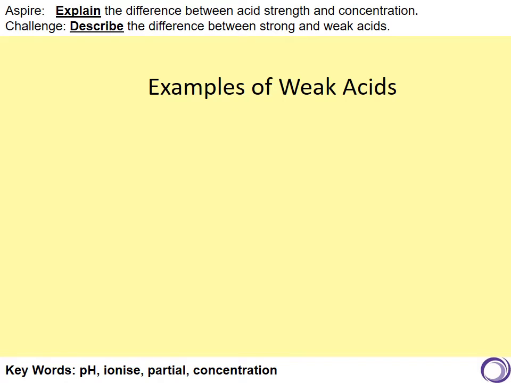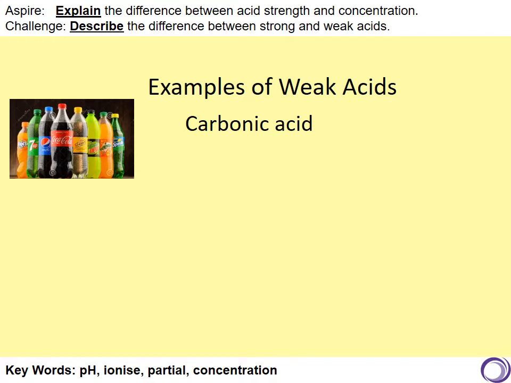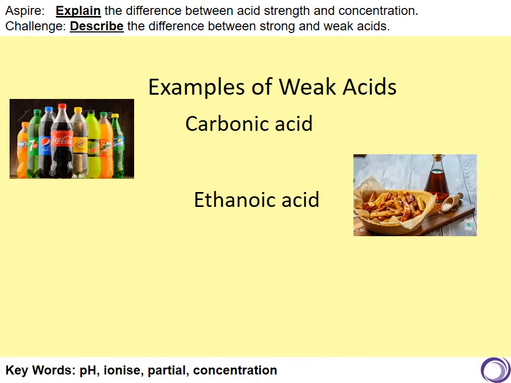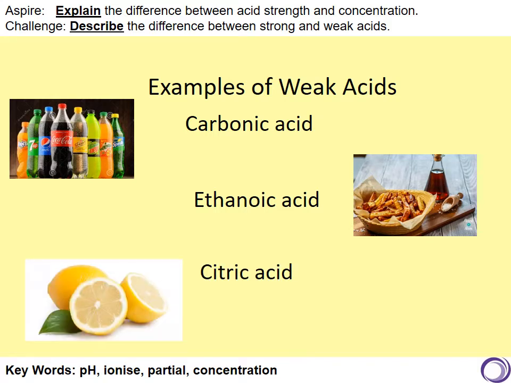So just going through those examples of weak acids again then. So you might have something called carbonic acid, which is what's formed when carbon dioxide dissolves in water, so you might find that in fizzy drinks. Ethanoic acid, otherwise known as vinegar, and citric acid, which you find in citrus fruits such as lemons.